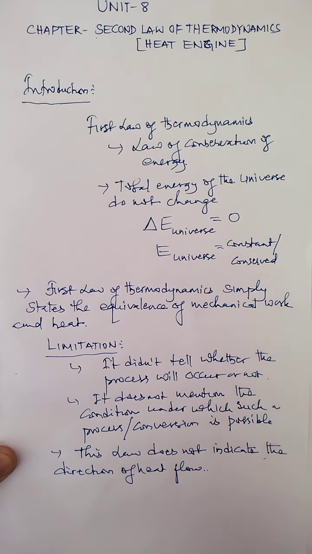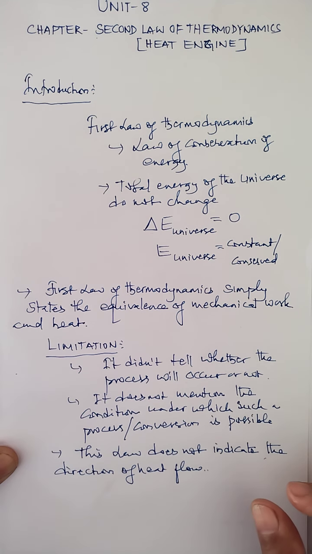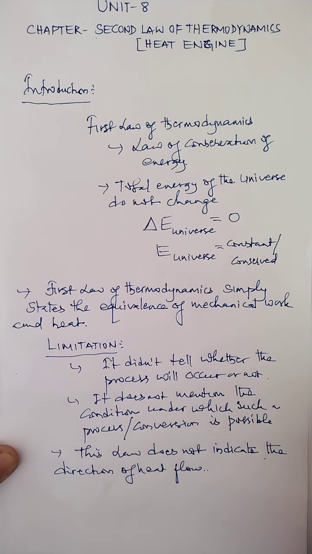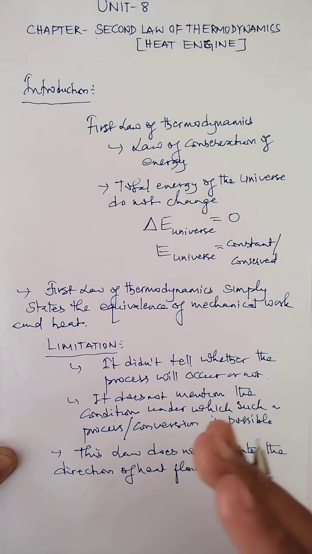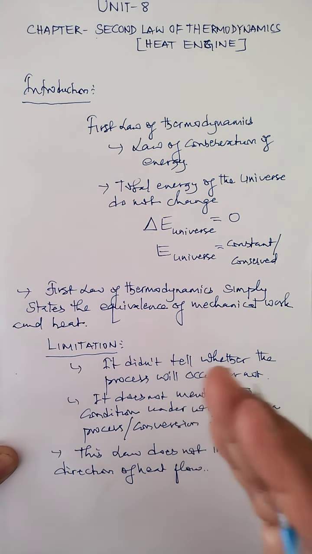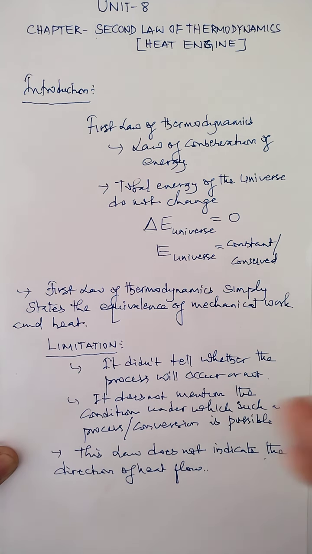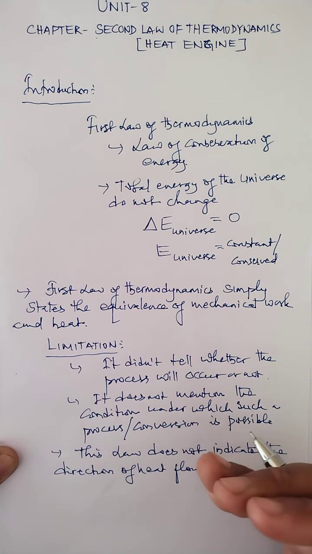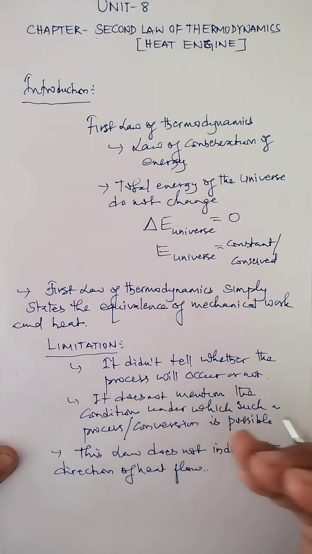Let me give you one example of it. When two bodies at different temperatures are placed in contact, what happens? We know the heat flows from the body at higher temperature to the body at what temperature? Lower temperature. That means the law does not tell whether the reverse process is also possible or not. Heat flows from a body at high temperature to a body at low temperature, but is it possible that heat can flow from low temperature to high temperature? That reverse process was not explained by the first law of thermodynamics.